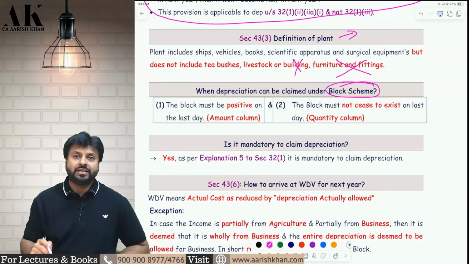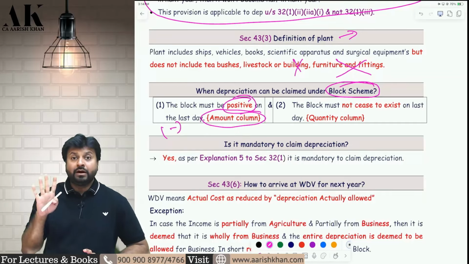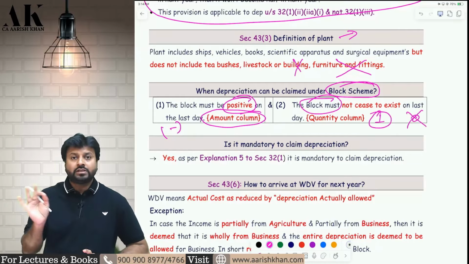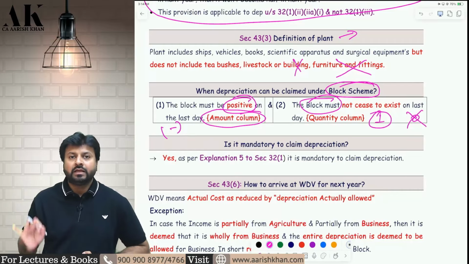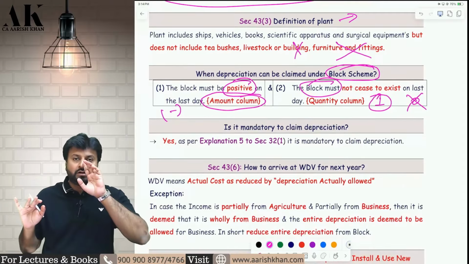Next, in order to claim depreciation under the block scheme, you need to fulfill two conditions on the last day of the financial year. For us, the last day of the financial year is 31st of March 2025, because for us the previous year is 24-25. So on 31st of March 2025, we need to fulfill two conditions if we want to claim depreciation. First condition, the amount column of the asset should be positive. The amount should not become negative. The quantity column should have at least one asset. It should not become zero. Both the conditions have to be fulfilled. If you fulfill both the conditions, only then you can claim depreciation. Otherwise, it is not allowed to claim depreciation.